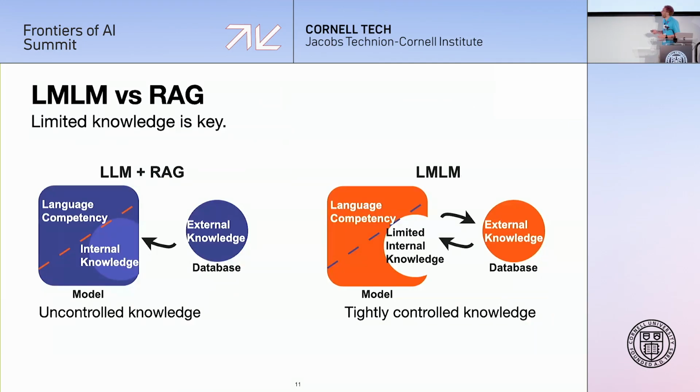RAG is very, very popular, but RAG is actually kind of the opposite of what we want to do. RAG takes a model that's trained and then puts in external knowledge, right? What we want to do is take the model and make sure there's no knowledge inside that model, right? We don't want the model to know anything, and we want the model to know that it doesn't know anything. And then all the knowledge should be outside in some database.